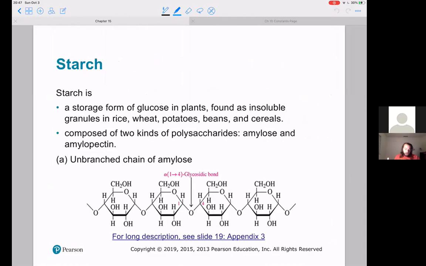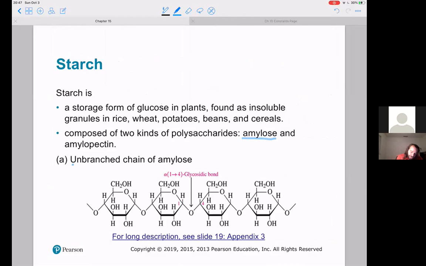Okay, starch is what we call a polysaccharide that's made in a plant that's used for energy. Okay, so plants store their sugars in starches so that later on they can break down those starches and use those sugars for energy. And there are two main types. The first one is amylose.